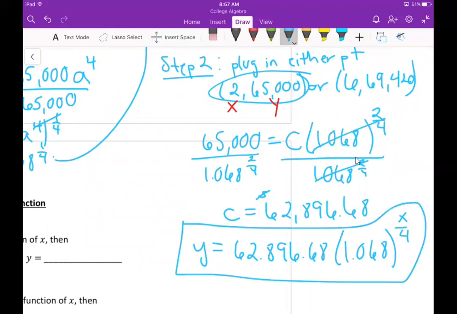So again, go back. If you didn't get it, try and find your error. Go back and watch that again if you're stuck. This can be a little bit tricky for sure at first.